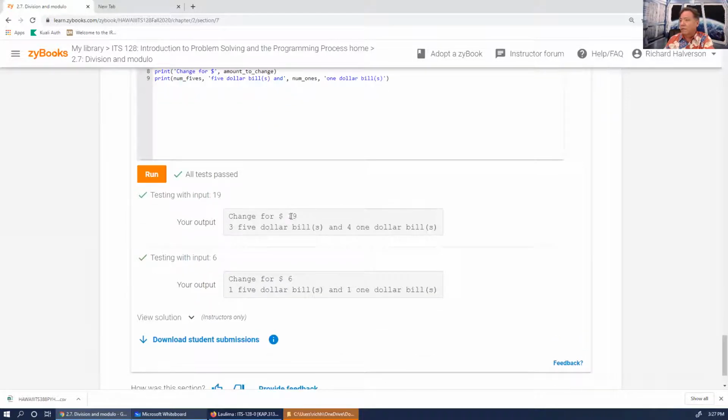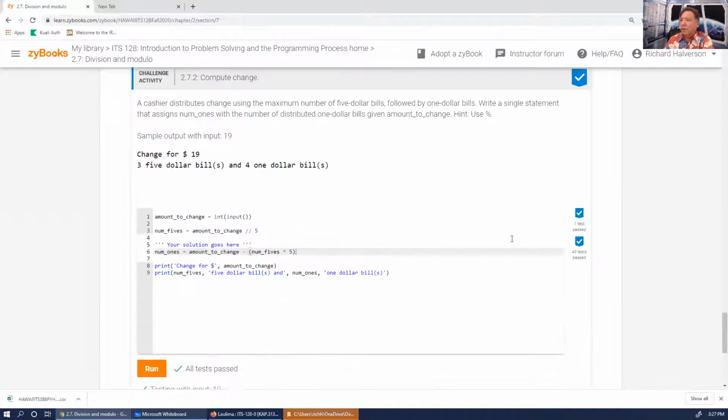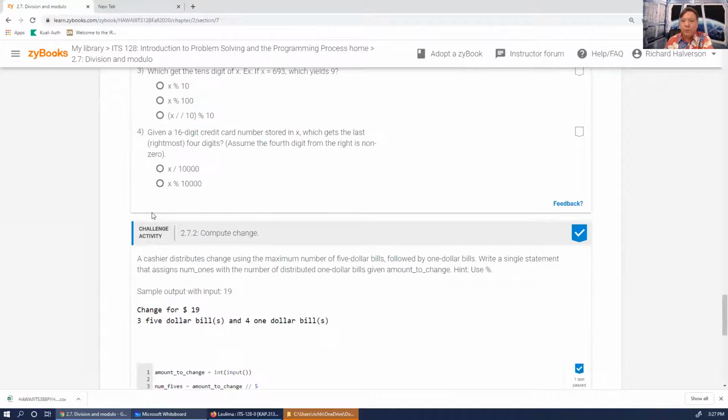Yes, so that works. It tries it for $19, and it says it got that, and then it tries it for $6, and I got one. Okay, so anyway, that's pretty easy.